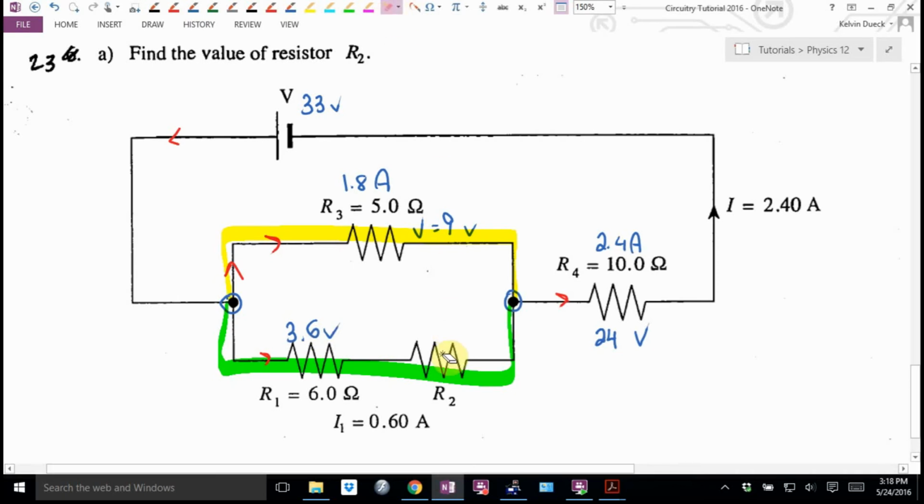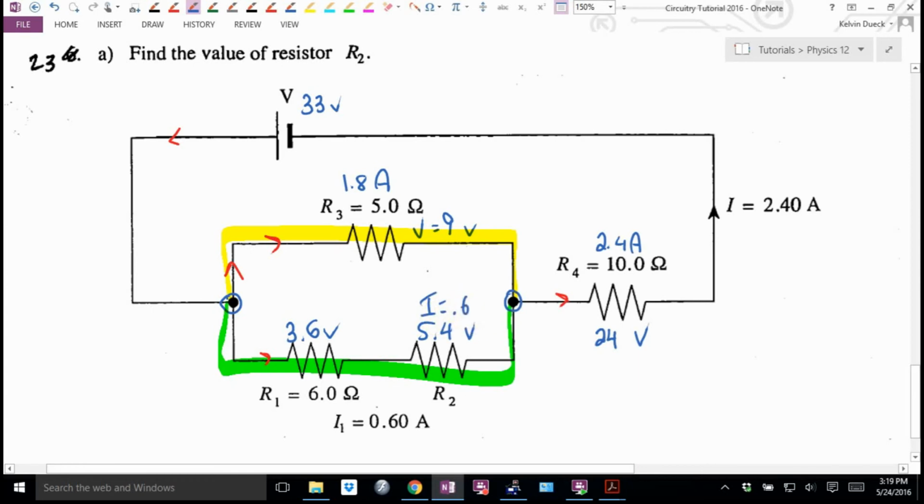How many volts must I lose in R2? How many volts from here to here? 2.4. How many volts from here to here? 9. How many volts do I lose here? How can I calculate it? Tell me what to type into my calculator. 9 minus 3.6. Which is what? Okay. Alex, how many volts? 5.4. How many amps in R2?